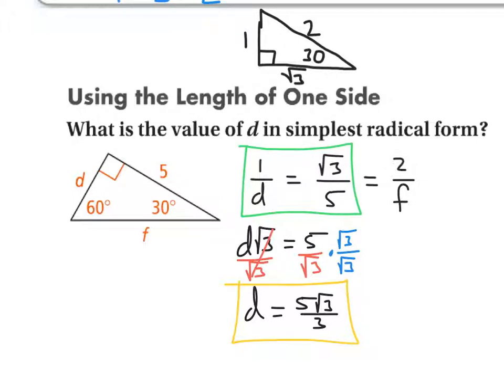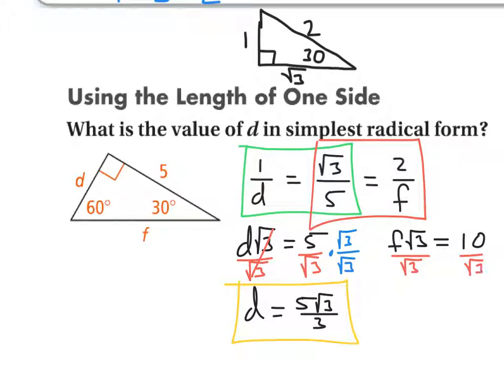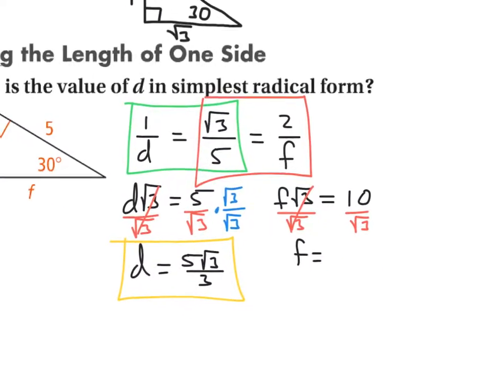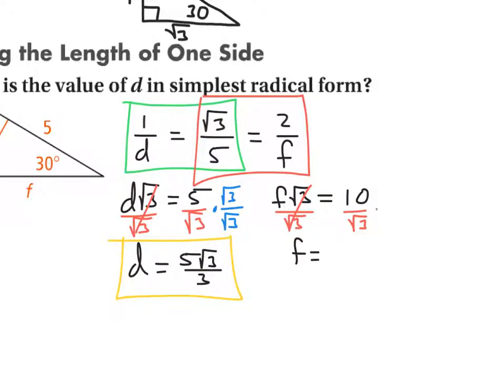Okay, so solving for F, we then grab the other 2 fractions. And again, we have to cross multiply. So we get F times the square root of 3 equals 10. Again, we have to rationalize. Or I'm sorry, divide by 3. Then we're going to rationalize. So we have F equals... All right, well, to rationalize this, multiply by the square root of 3 over the square root of 3, giving us 10 square root of 3 over 3. There's the answer to F.